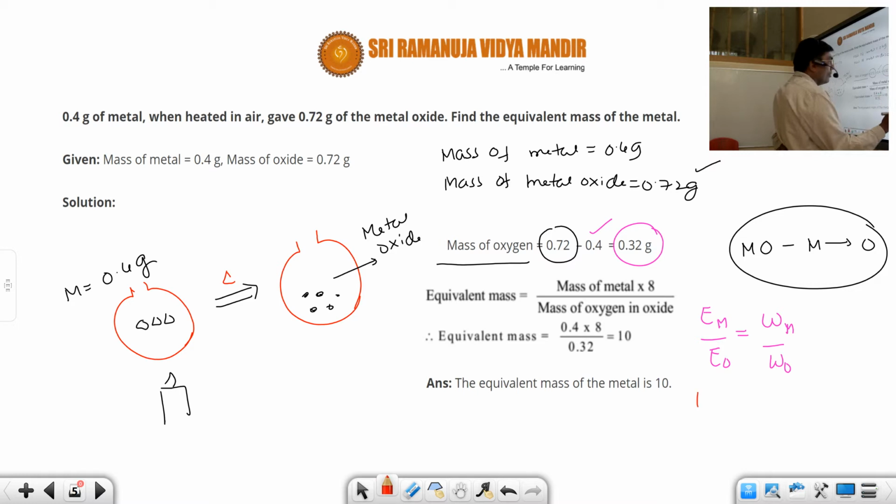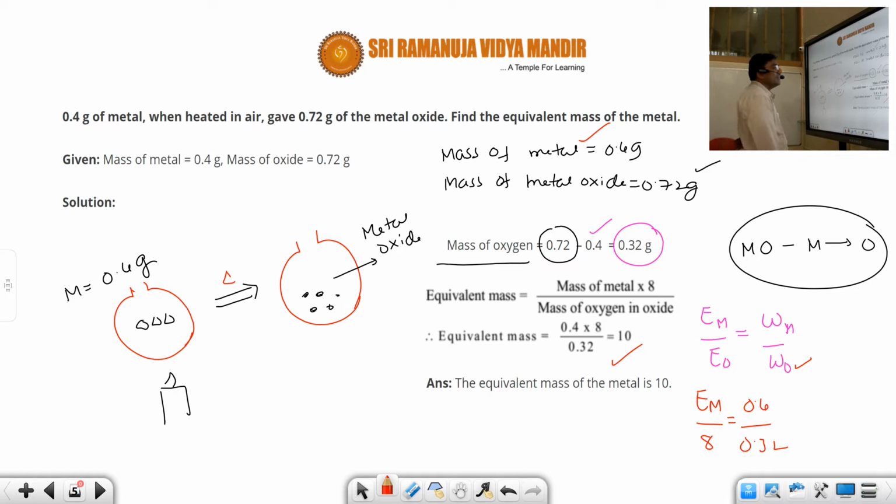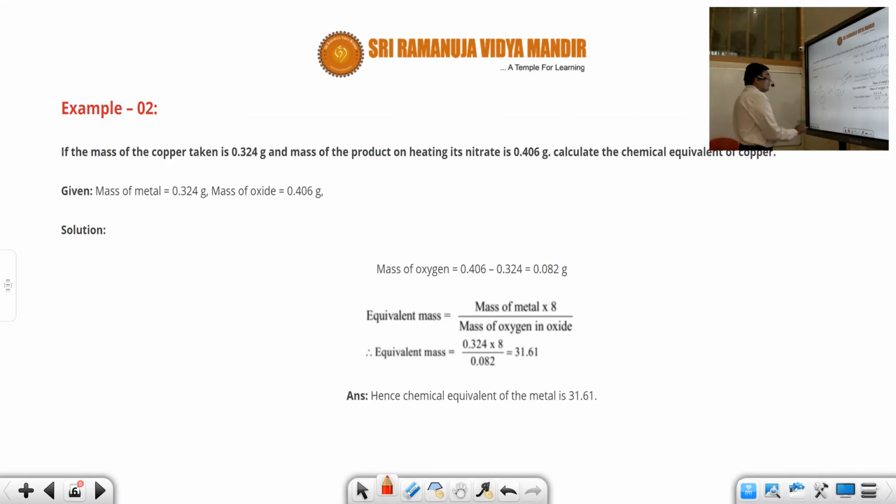Now in this case, substitute it. Equivalent weight of the metal is what you have to find out, students. Equivalent weight of oxygen is 8. Weight of the metal is given as 0.4, and weight of oxygen is 0.32. So you got the answer here, 10. Answer is 10. So you can remember it like this. I hope you are very clear about the first question.